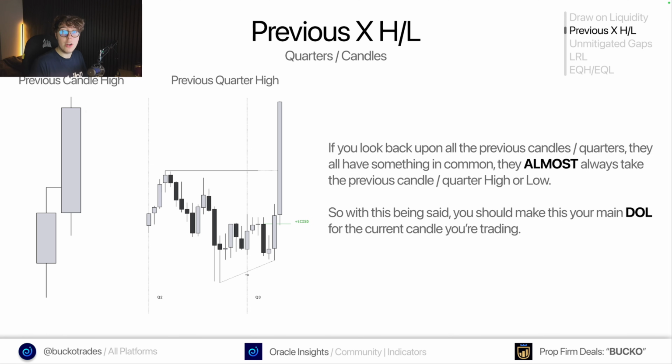So literally go back in your charts, look at the daily candles. What does almost every single daily candle do? And not even daily, but every single candle in general, like even on the 15, the 5, the 1 minute, it almost always either takes the high or the low of the previous candle. So that can be one of your most prominent, your most strong draws on liquidity. Once you've established that bias, that is your main draw for that current candle that you are trading, okay?